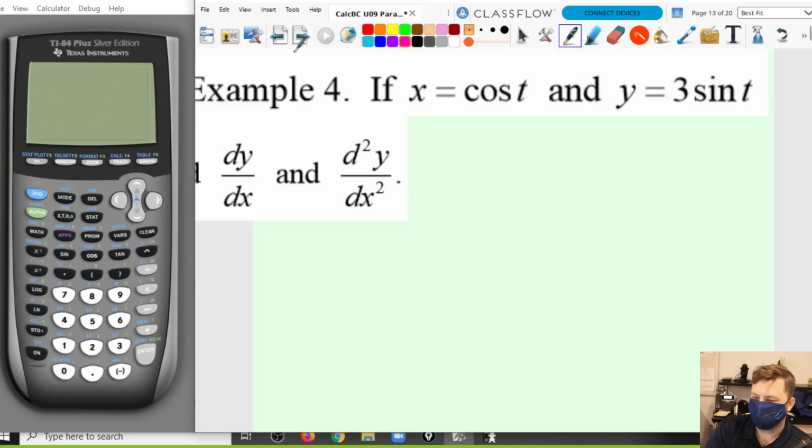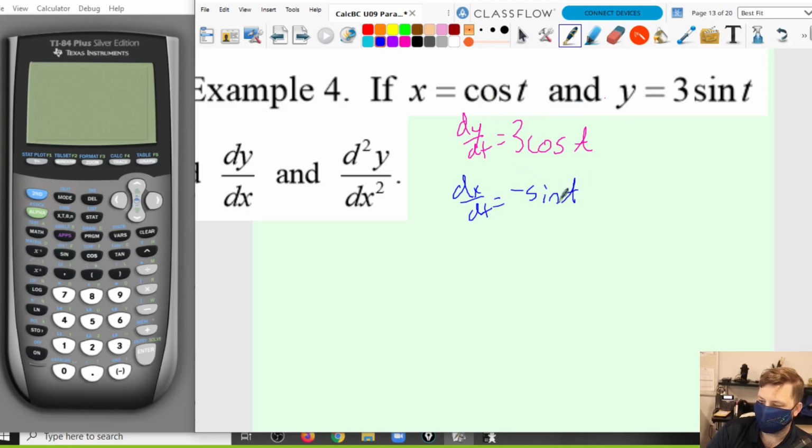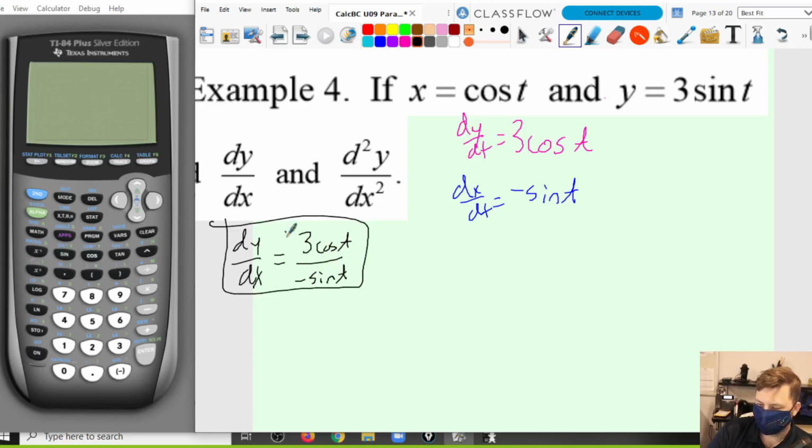All right, so let's show you what that really looks like. Let's take this example. These are different than what I just had. We're going to find dy/dx and then the second derivative. So for dy/dx, my dy/dt is going to be 3 cosine of t. And then my dx/dt is going to be negative sine of t, right? So then my dy/dx is just those divided. So it's going to be 3 cosine of t divided by negative sine of t. So yay, that's the first one.